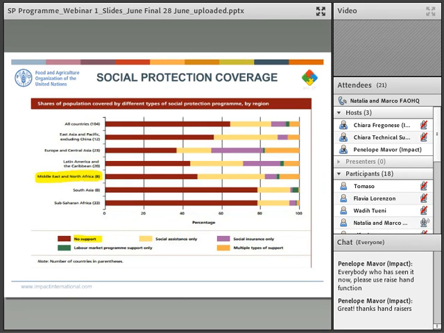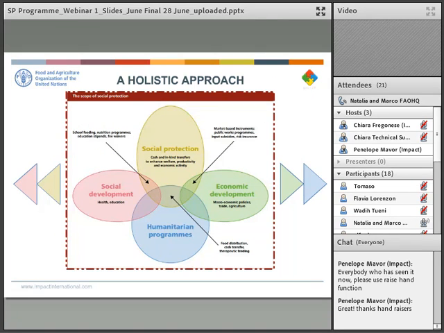Also, this slide is key to have. Before this slide on coverage, this slide also brings into the discussion the importance of coherence and policy coordination between different sectors. So when we're talking about social protection, we're not talking about one ministry or one sector.